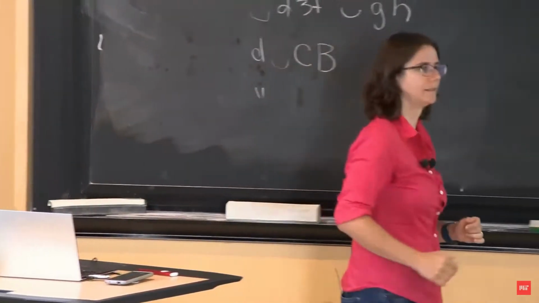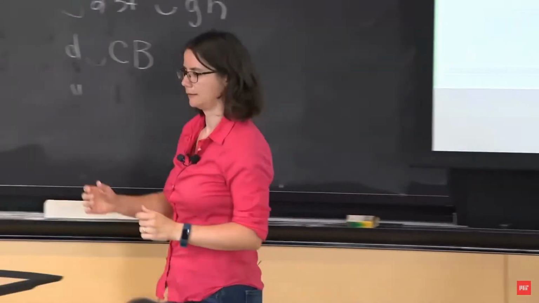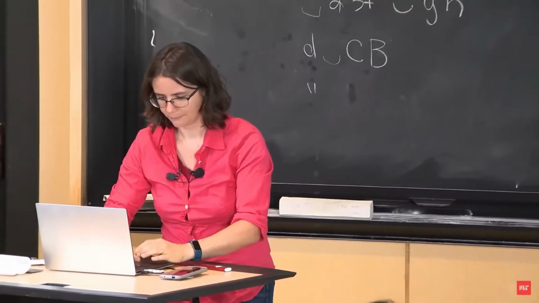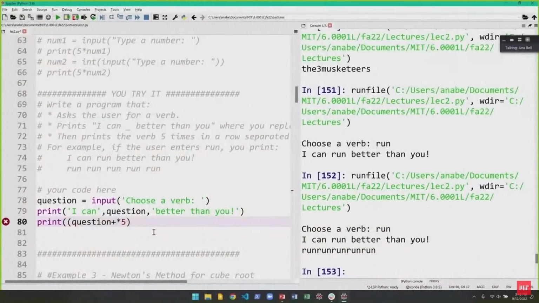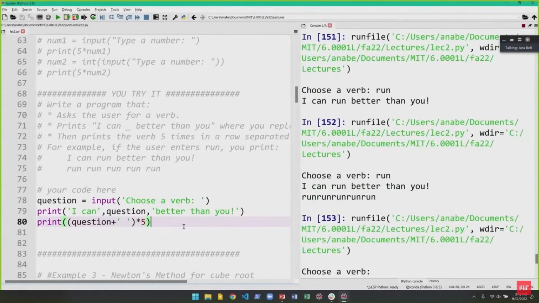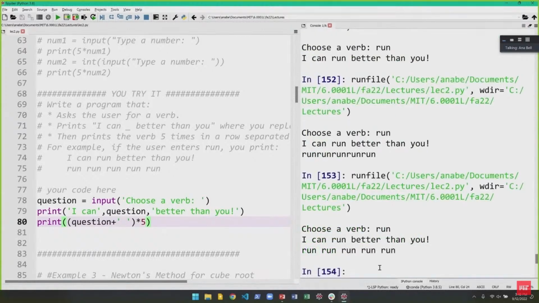Yeah. In parentheses, you can put verb plus quotes with a space. In parentheses, yep, we can concatenate it with a space, exactly. Times, on all of that, times 5. Yeah, let's try that. Run. Yep, that looks pretty good.